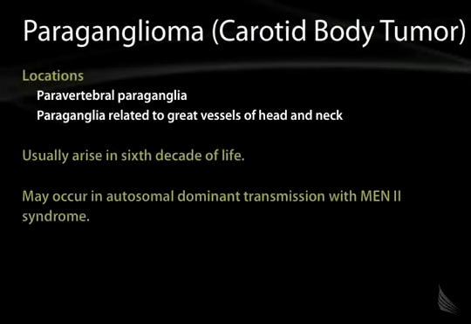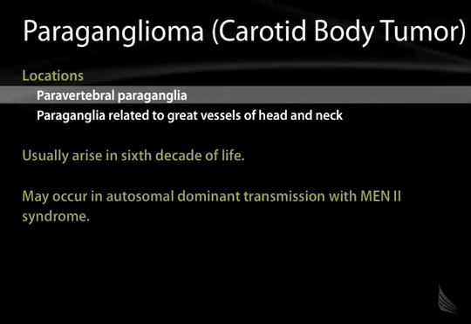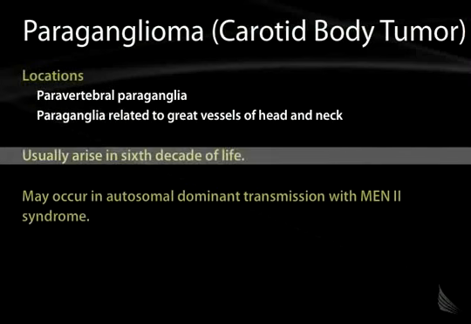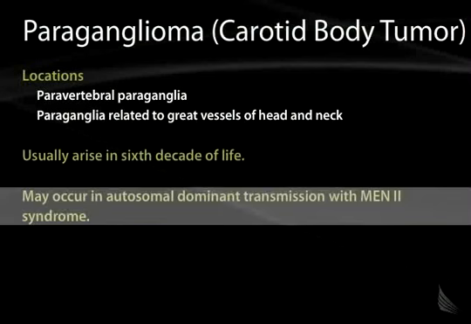In terms of tumors, the classic one that one thinks about here is the glomus or carotid body tumor, which is essentially just a paraganglioma that appears paravertebrally or within the great vessels of the head and neck. Usually these arise later in life, around the 6th decade, and you can see them in particular in individuals who are affected with multiple endocrine neoplasia or MEN type 2 syndrome.